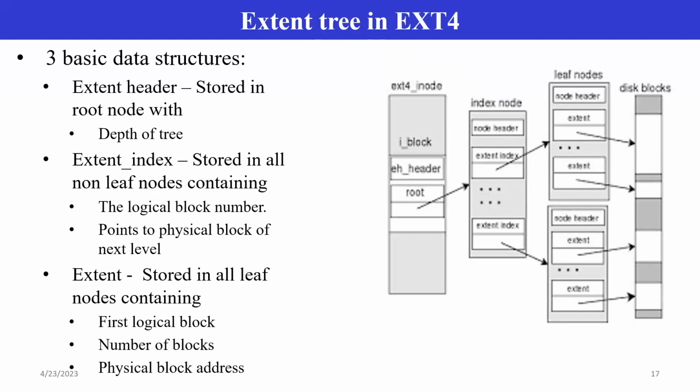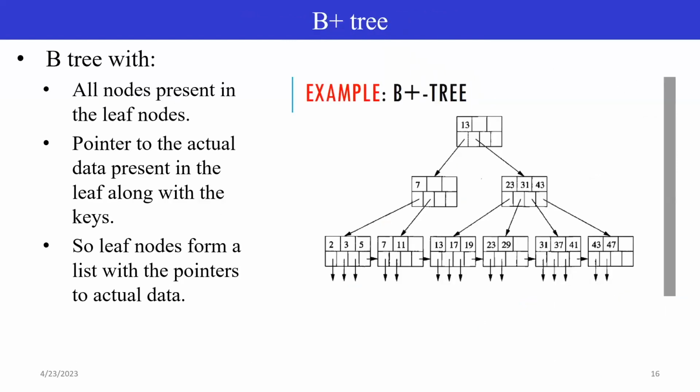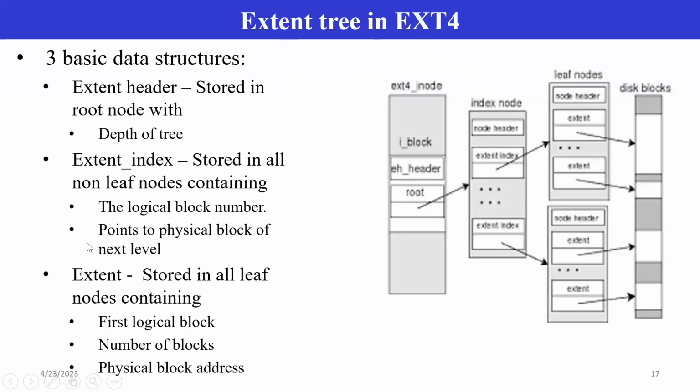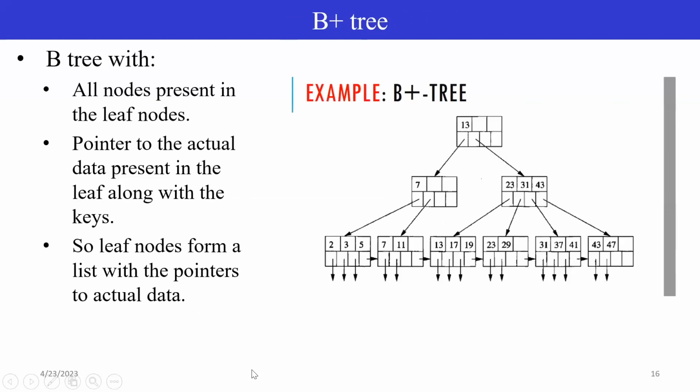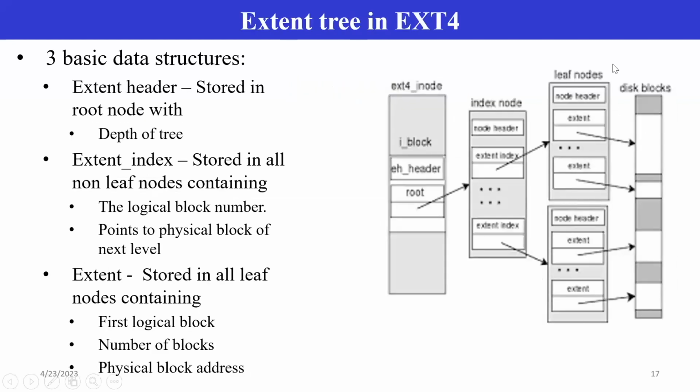What does it store? It still stores a logical block number, but points to the physical block of the next level. That's nothing but your B plus tree. From here to here I still need to know the physical block number, right? It maintains that. The main meat is the extent, which stores all the leaf nodes containing the first logical block, the number of blocks, and the physical block, like what I said. Each one of these is stored here. This is your EXT4 on-disk data structure, but it can easily be mapped to the previous one.